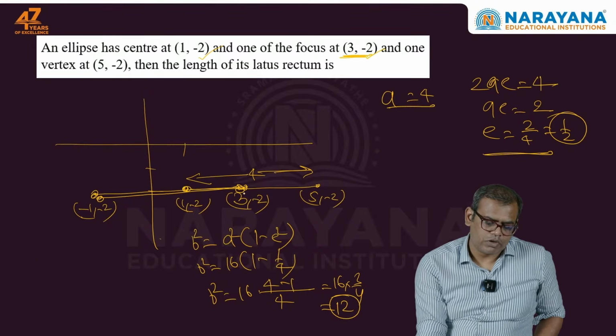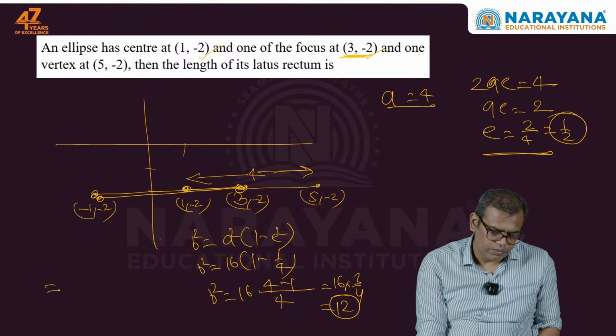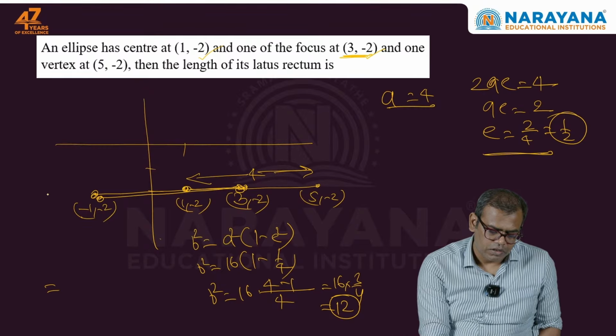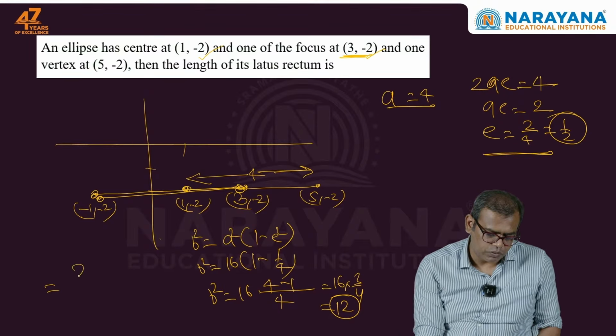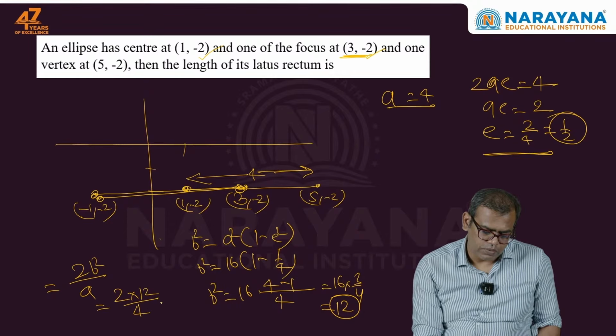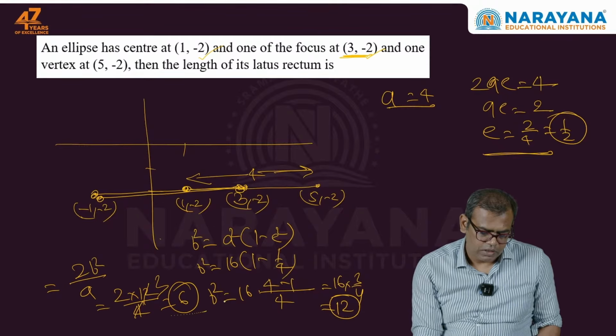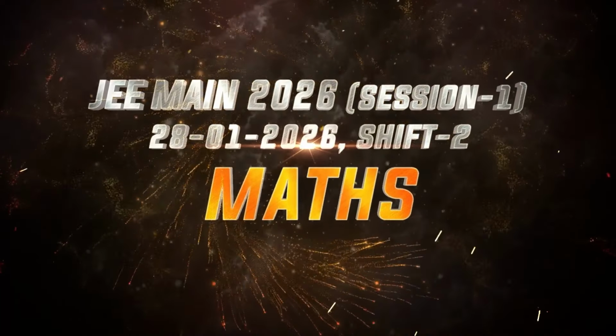The length of the latus rectum is decided by the major axis and minor axis. The major axis is along the horizontal line and the minor axis is along the vertical line. So what will come? Length of latus rectum is 2b square by a, which is 12 by 4 after cancellation, so 6 will be the answer. Thank you. Let's see some other questions from mathematics.